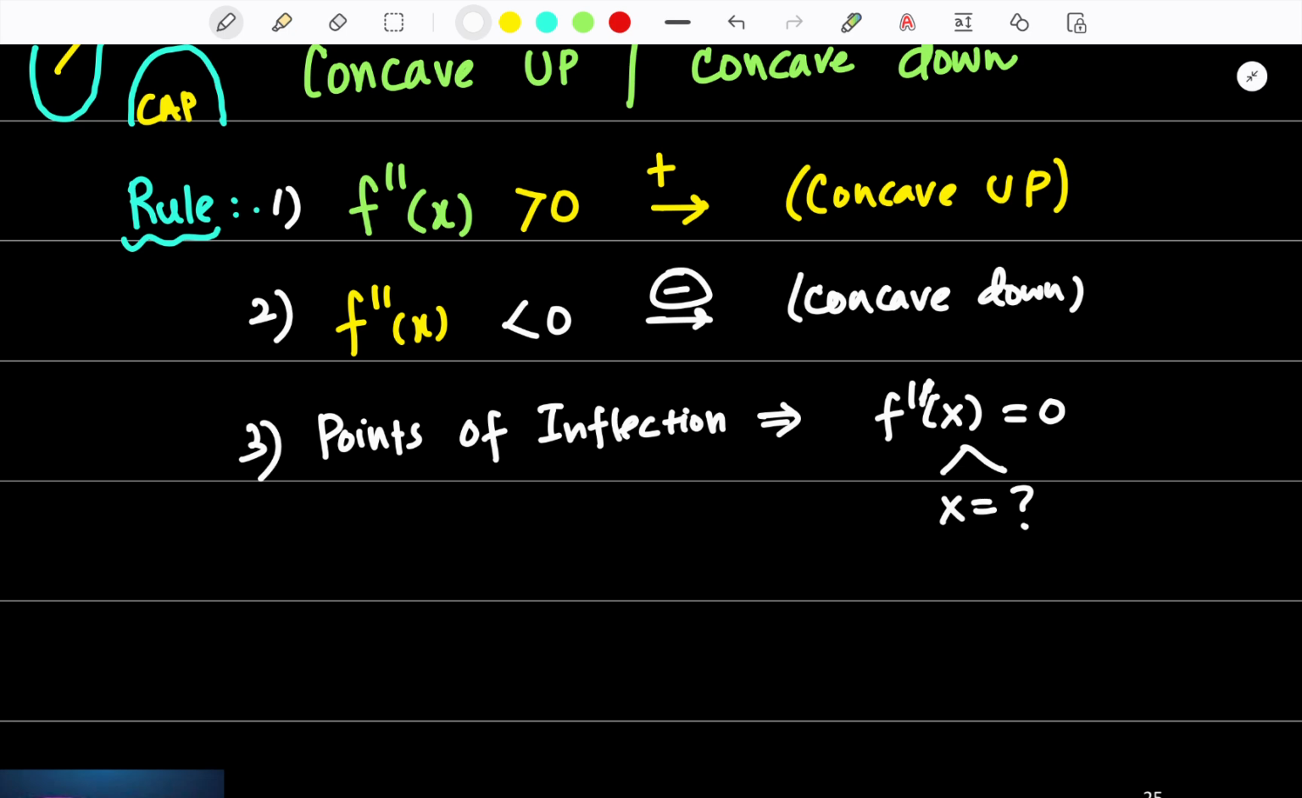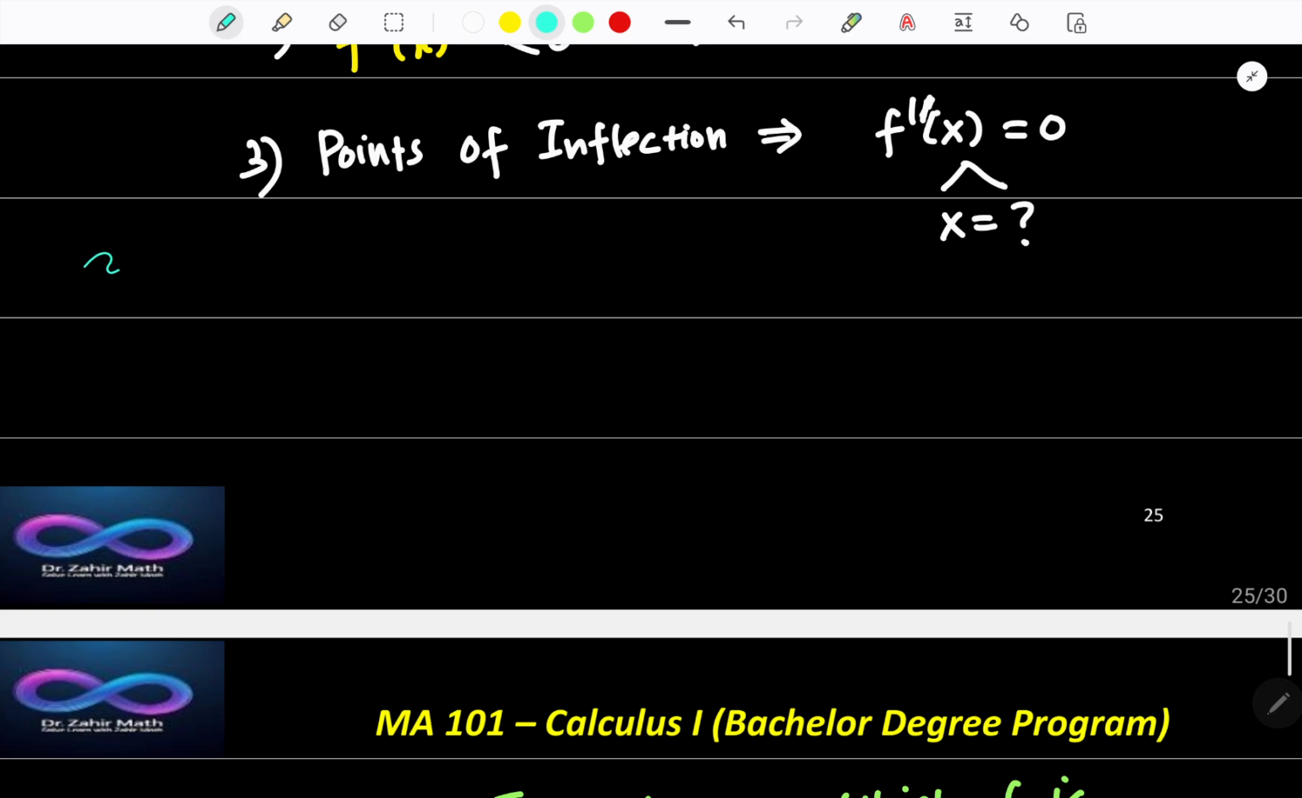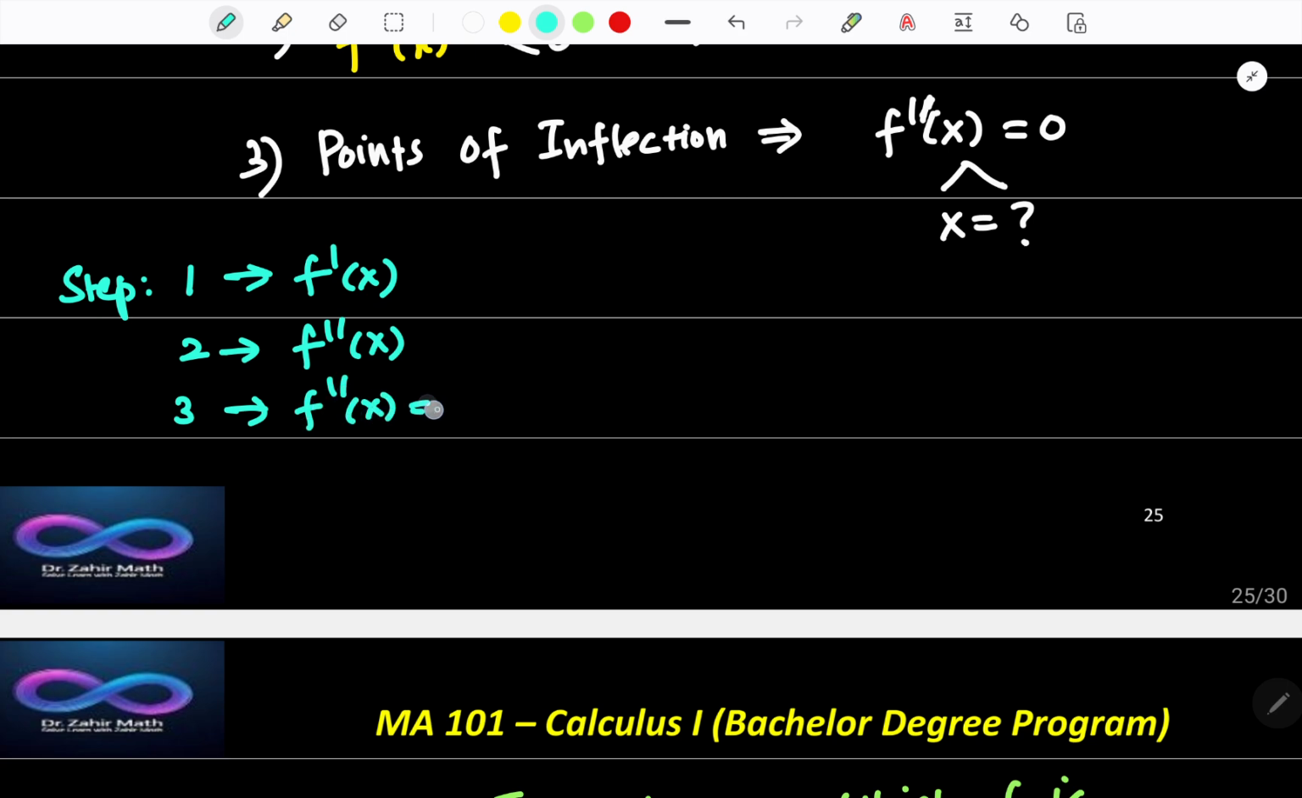And what are the steps you have to follow? The steps are so easy. Step number 1, you find f dash of x. Step number 2, you find f double dash of x. Step number 3, you make f double dash of x equal to 0. You will get x equals, which is called, sorry, points of inflection. I always use x only, but they are using c, no problem. Then the fourth one, you are going to make a table.